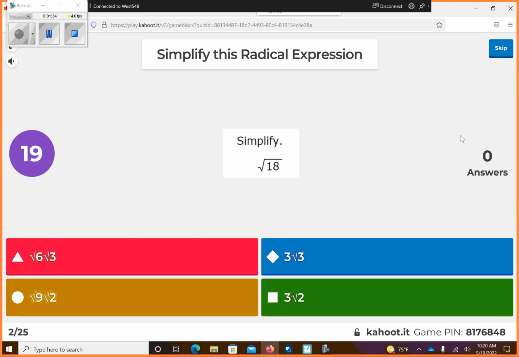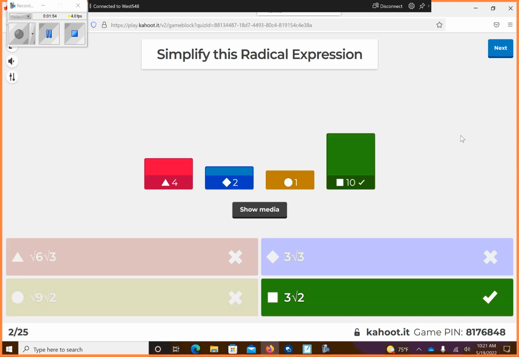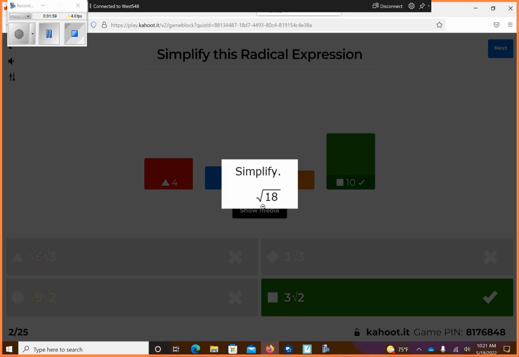Simplify this radical expression. Ooh, 10 people got it right. Let's make sure we see why it happens. So remember, when you break 18 down to 9 and 2, the reason we're choosing 9 is because 9 is the biggest perfect square. The square root of 9 is 3, so you get 3 root 2.